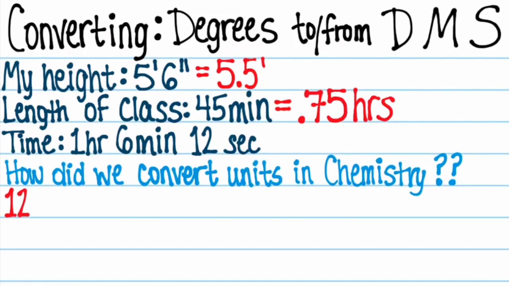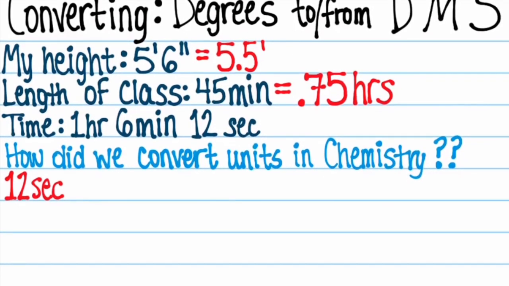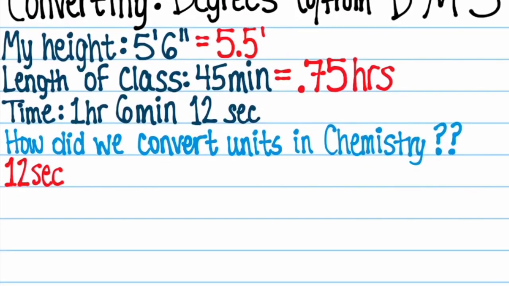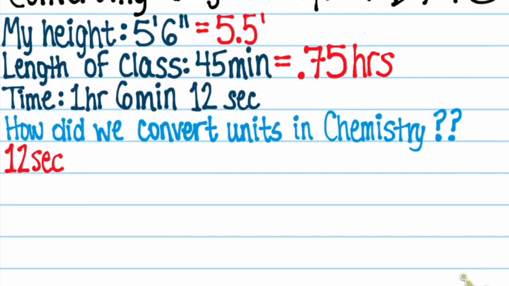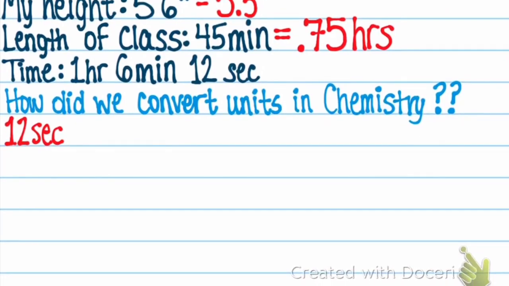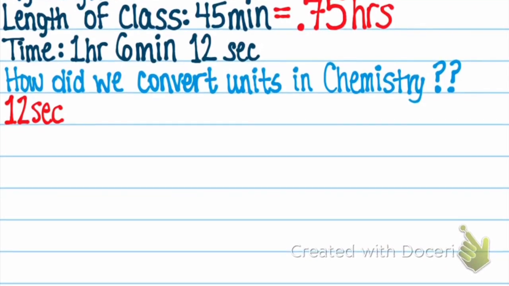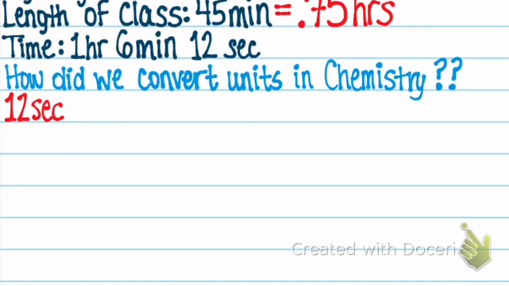If I begin with 12 seconds, the 12 seconds is the smallest increment of time all the way on the right side. I wanted to write 1 hour, 6 minutes, and 12 seconds as just hours. I need to first convert 12 seconds into a fraction of a minute. Then my 6 minutes will become 6 point something minutes, and I'll convert that in the next phase. 12 seconds is how many minutes?